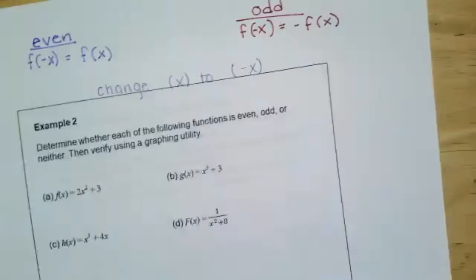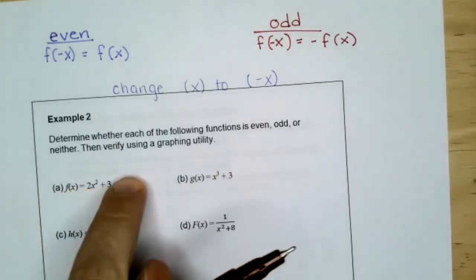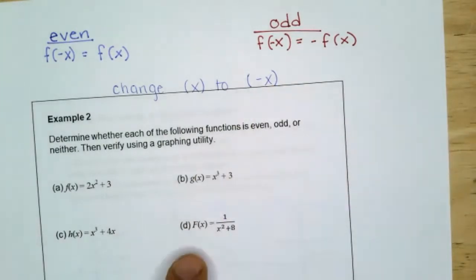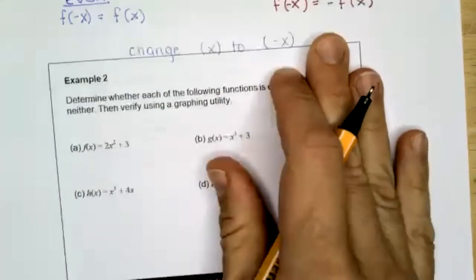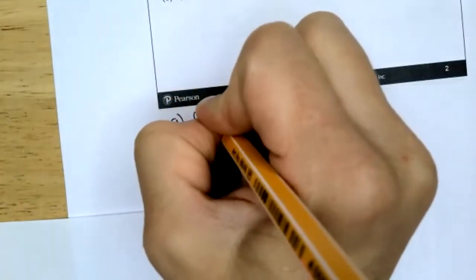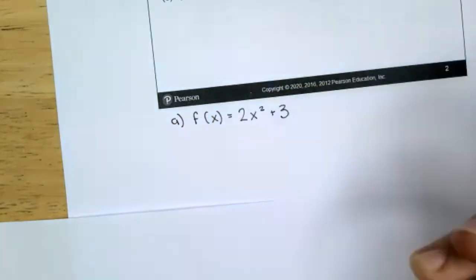All right. So for each of these 4 examples, we're going to take that x squared right there, and it's going to become a (-x) squared. That x cubed is going to become a (-x) cubed. That x squared is going to become a (-x) squared. All right. So that's what we're doing. Let's look at A. f of x is 2x squared plus 3.